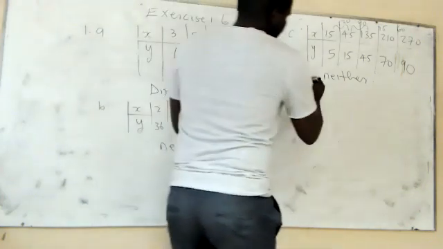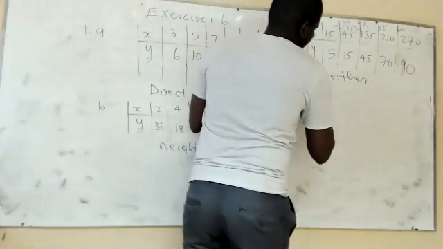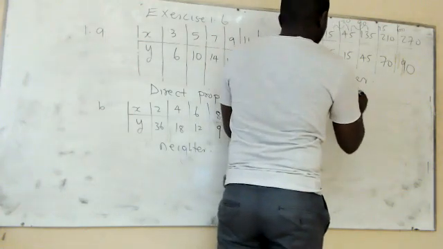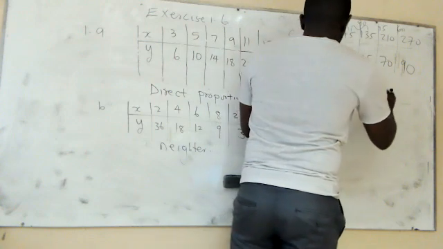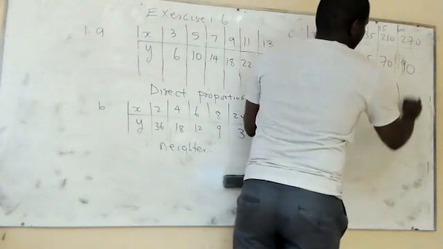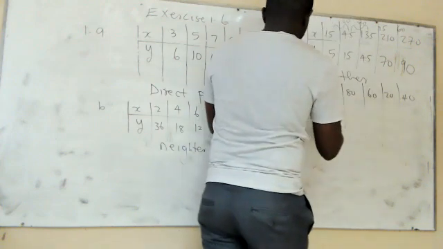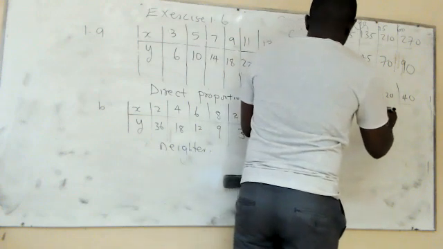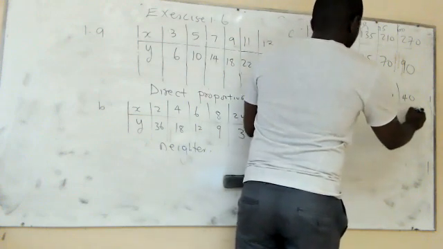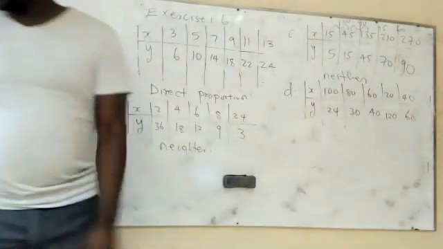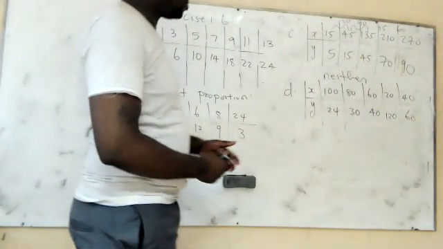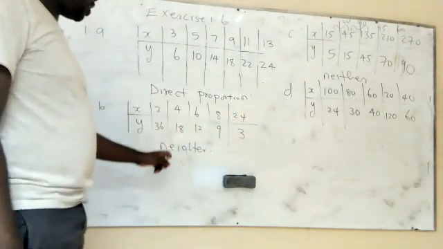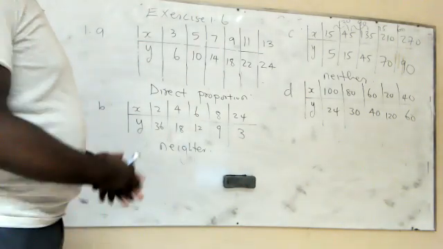The other questions we're going to finish tomorrow. Let's attend to this as our last question for the day. So we have X as 100, 80, 60, 20, and 40. And then for Y, we have 24, 30, 40, 120, 60. Now, without explaining any further, can you tell me if this satisfies the condition for direct proportion, inverse proportion, or neither?